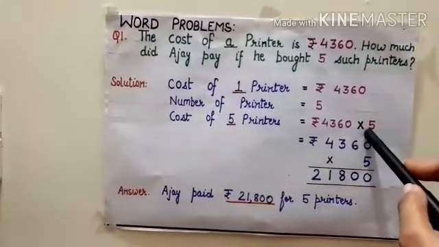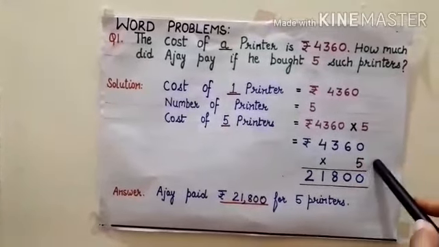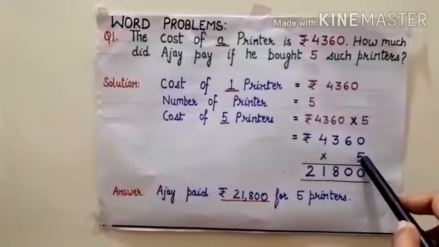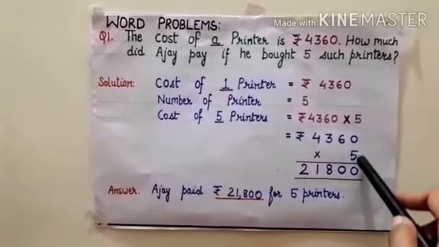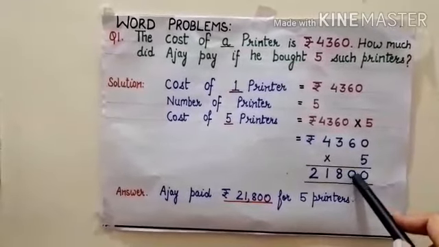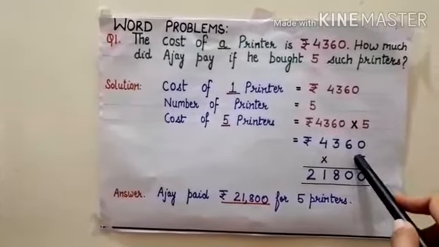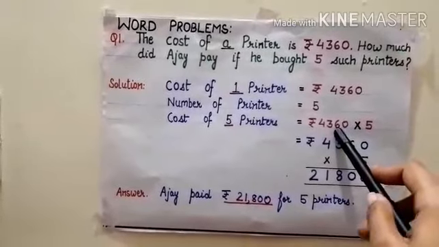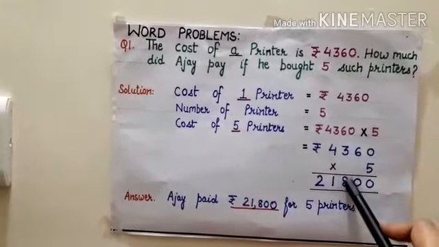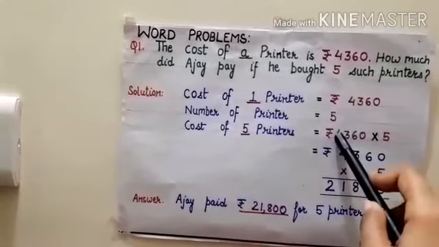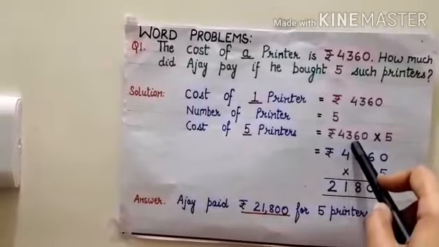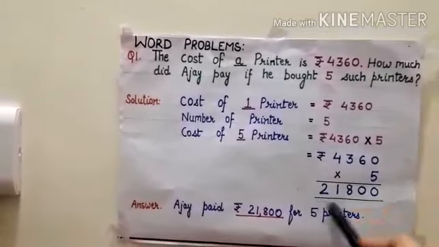So after writing this down, you all know how to multiply by a one digit number. So let's start. 5 into 0 is 0. 5 into 6 is 30. So leave 0 over here and carry 3 on the 100 place. 5 into 3 is 15 plus 3 is 18. So leave 8 over here and carry 1 on the 1000 place. 5 into 4 is 20 plus 1 is 21. So this is your answer.